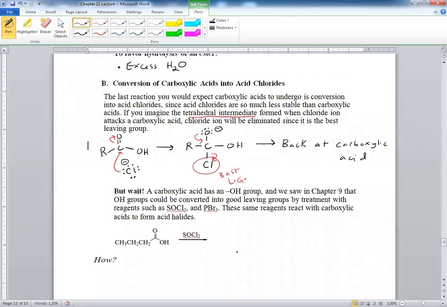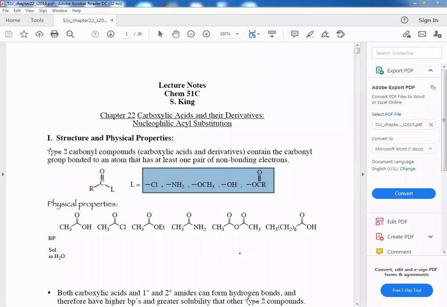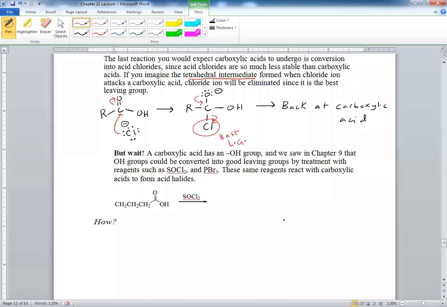However, the carboxylic group can actually be converted. We saw that maybe in chapter 9, very briefly, with alcohols. It can be converted into an acid chloride by using two reactions, especially one for the Cl, one for the Br group, for the bromine. And here they are.